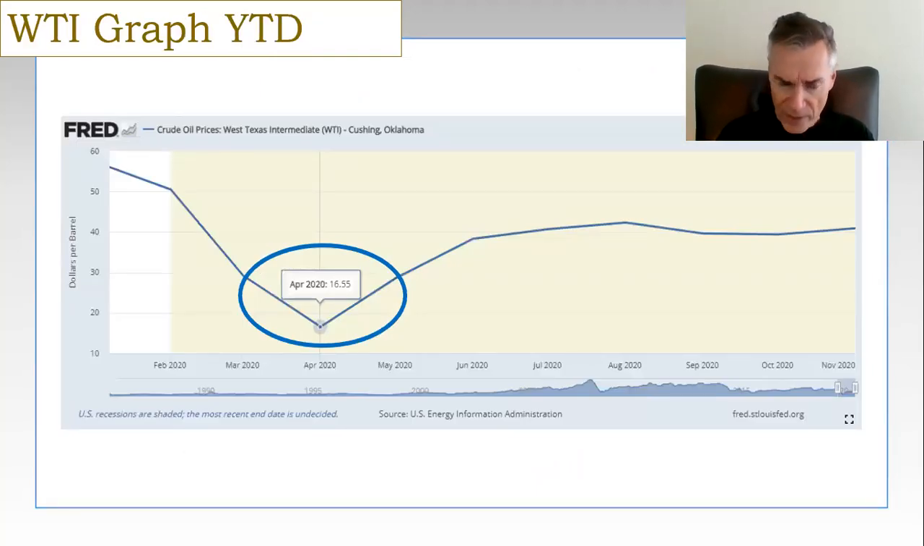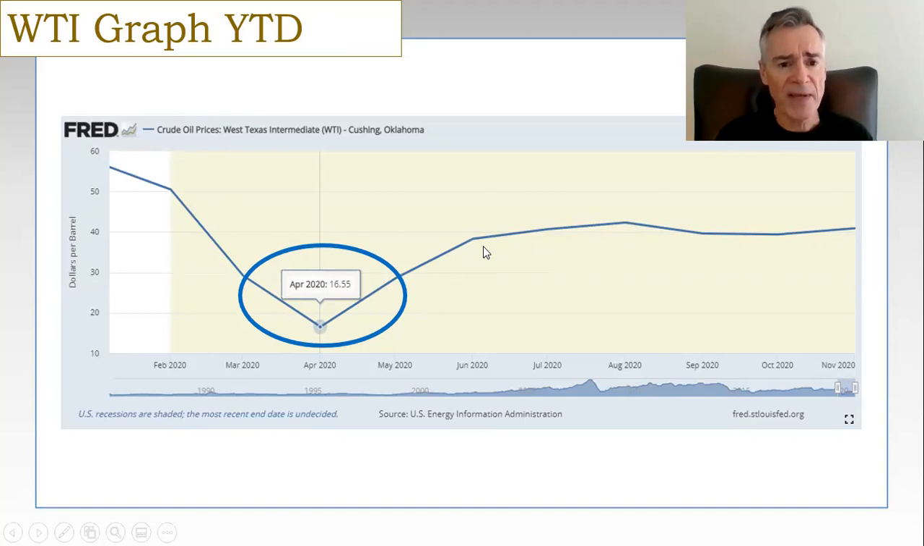I did take a quick look at the Fed graph for WTI. I just wanted to see what it looked like as a picture. And there's the proverbial V-shaped recovery that many people are talking about. We obviously saw this huge dip on WTI in April of 2020, where it went right down to 16.55. But if you look at the leveling out, we've been fairly consistent at around $40 for almost 6 months.